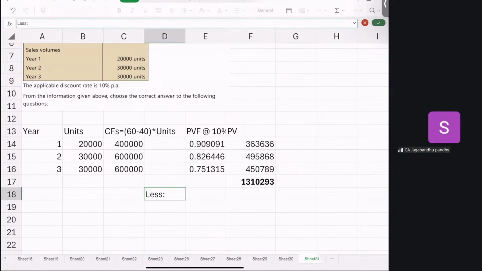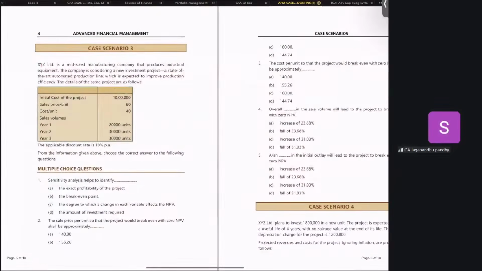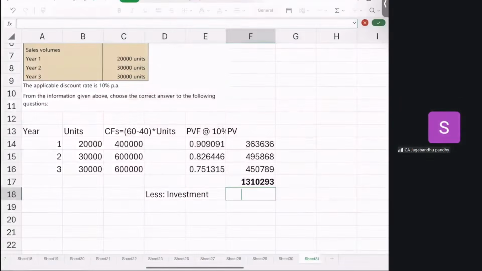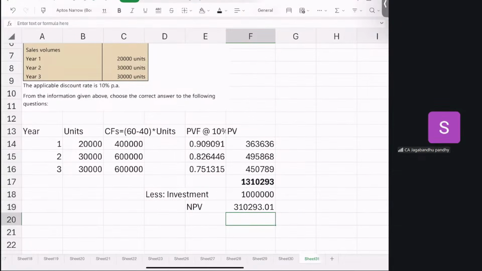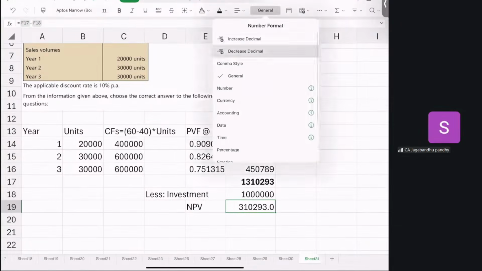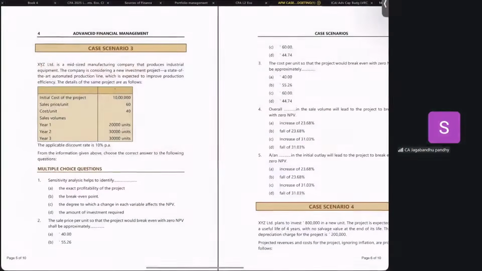From that, we are going to subtract investment. So the investment value is 10 lakh. We get the NPV as 3,10,293. Now the question: the sale price per unit so that the project would break even with a zero NPV shall be approximately.